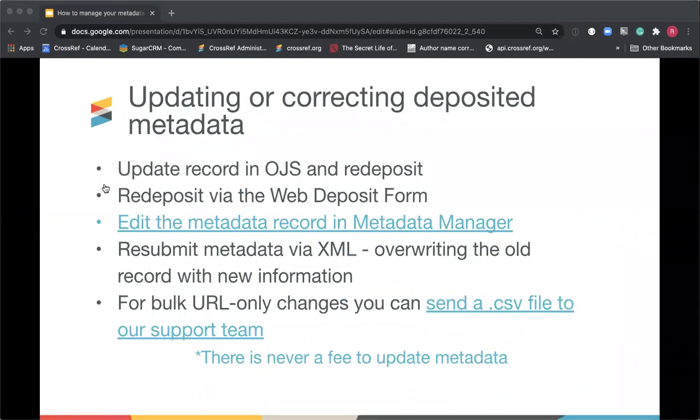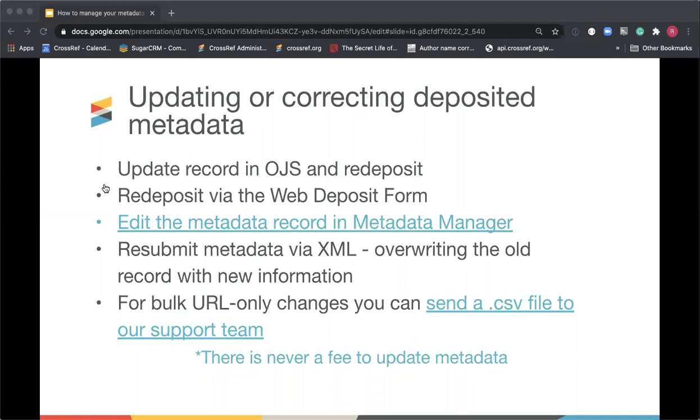Once you have your metadata or your DOIs registered with Crossref in the first place, as I said, the really important thing is that you update or correct that information over time if it changes. If you're using the OJS plugin, you can update the record and then redeposit the metadata with Crossref. Using the web deposit form, you can go in and re-enter the information, correcting it as you go, and then hit submit, and we will overwrite any existing metadata related to that DOI with the new or corrected information that you've provided. So again, that's quite a manual way to do it, but it is very simple.